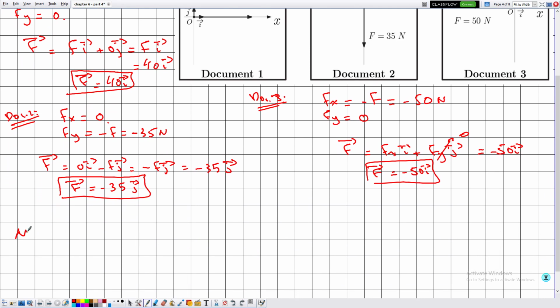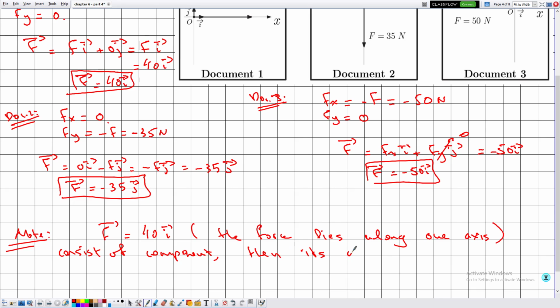Let me say the following note: whenever F, i.e. the force, lies along one axis, which means it consists of one component, then its magnitude is equal to the absolute value of its component.